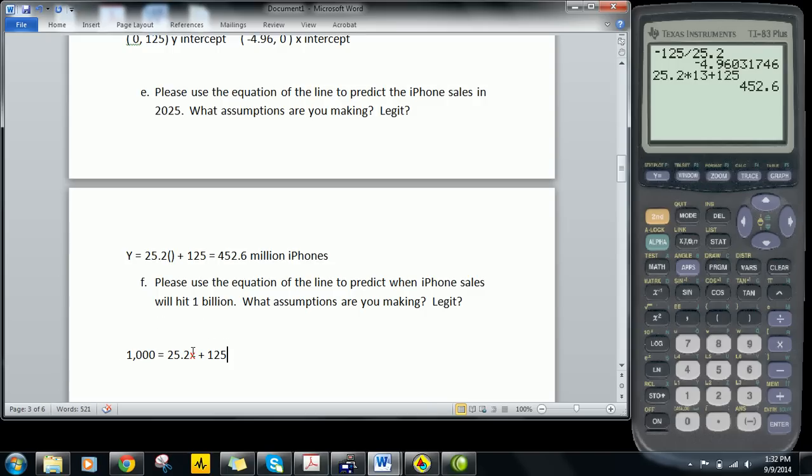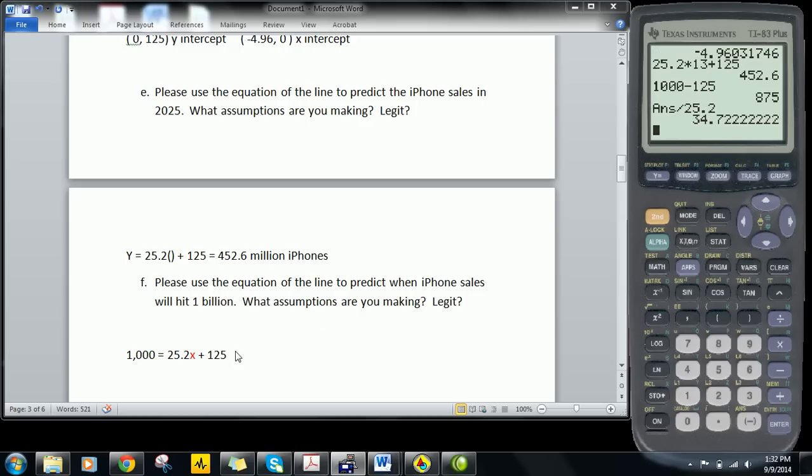Now I'm going to solve for x. I'm going to subtract 125, so 1,000 minus 125, and I'm going to divide that answer by 25.2, and I get 34.72. X equals 34.72. And what's my label? Well, x is years after 2012, which would make it essentially the year 2046, almost the year 2047.